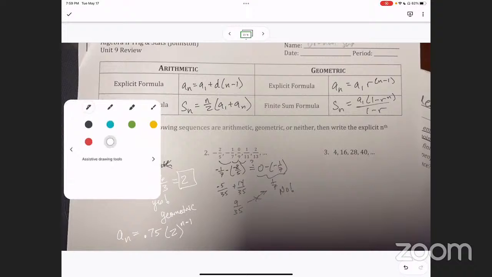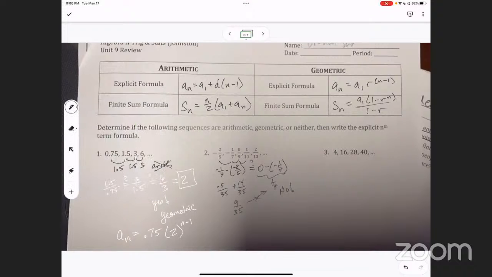So no, it's not arithmetic. And then geometric, again, divide one term by the previous one. And is that equal to dividing the next term by the previous one? 0 divided by negative 1/7. Obviously, that's not true because this is 0 and that's not. So no. So neither. And then you just write what it is, right? Yeah, you just say neither.